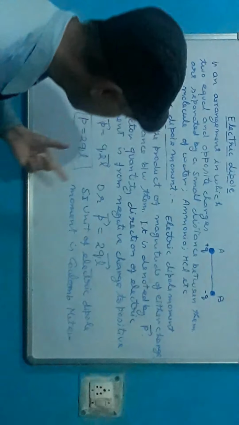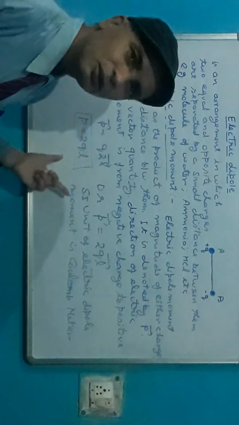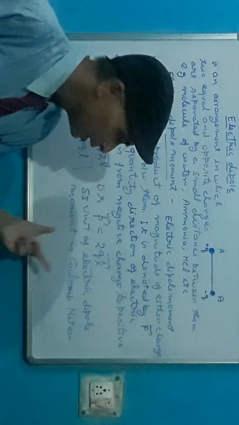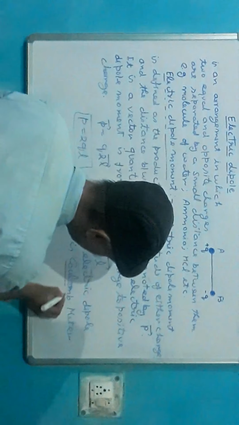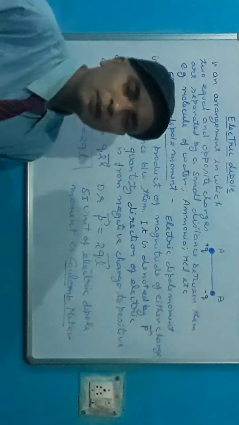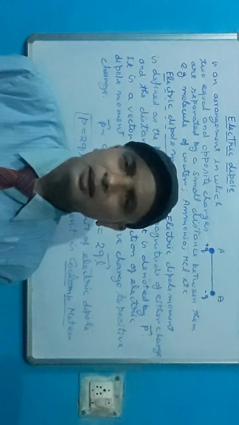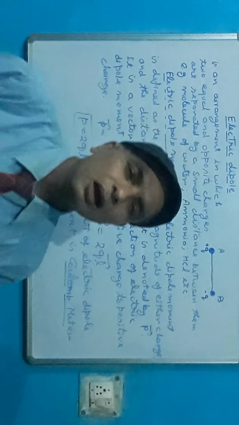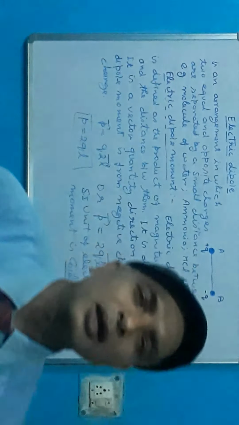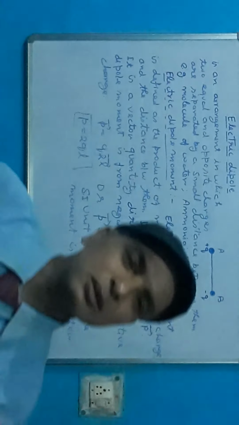And the formula of electric dipole moment is P equals 2QL. Okay. And important is its SI unit. Its SI unit is coulomb meter. I hope that you have understood the concept of the electric dipole well. Now I am going to discuss with you a very short numerical that is based on electric dipole moment. Let's see what this numerical is.